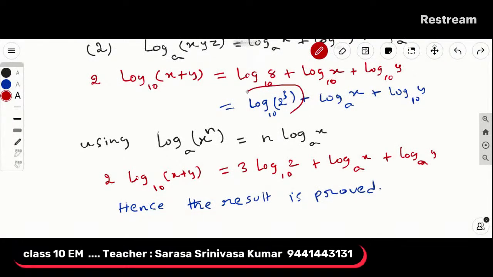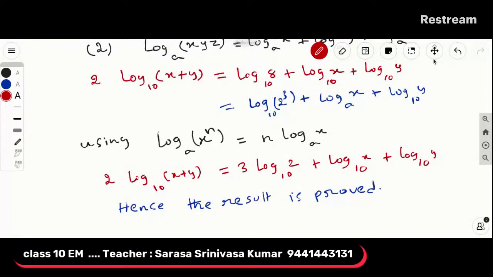Now, this first term is of the form log x to the power of n to the base a. So, we can write it as 3 log 2 base 10. Here, I should write it base 10. This is base 10. Hence, the result is proved.